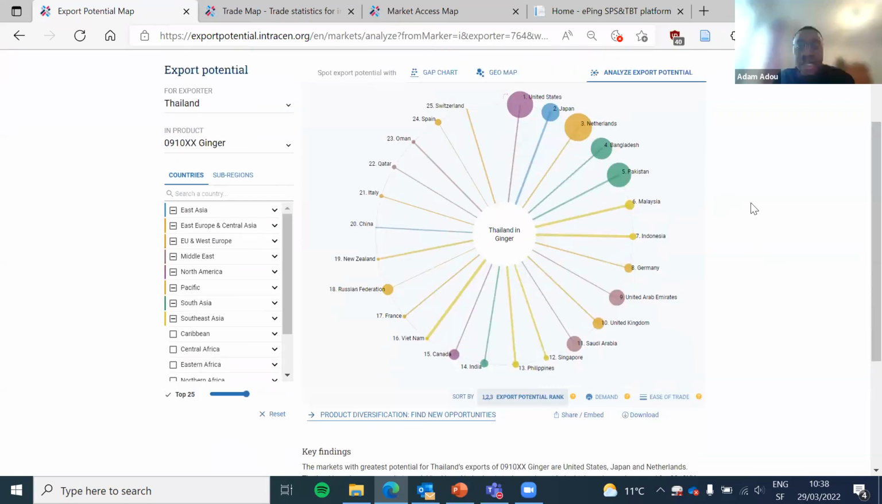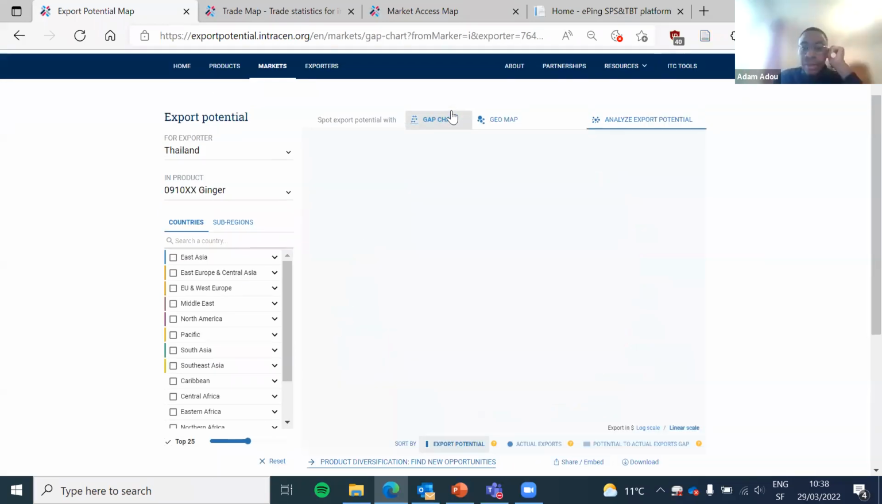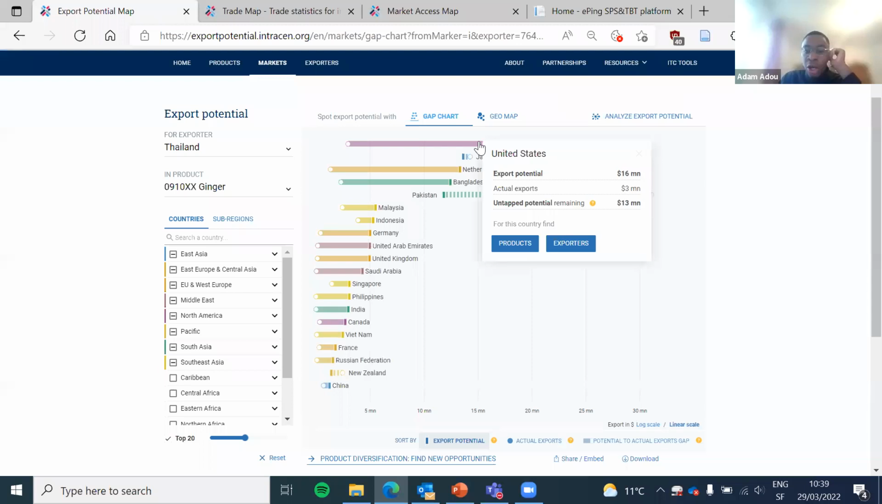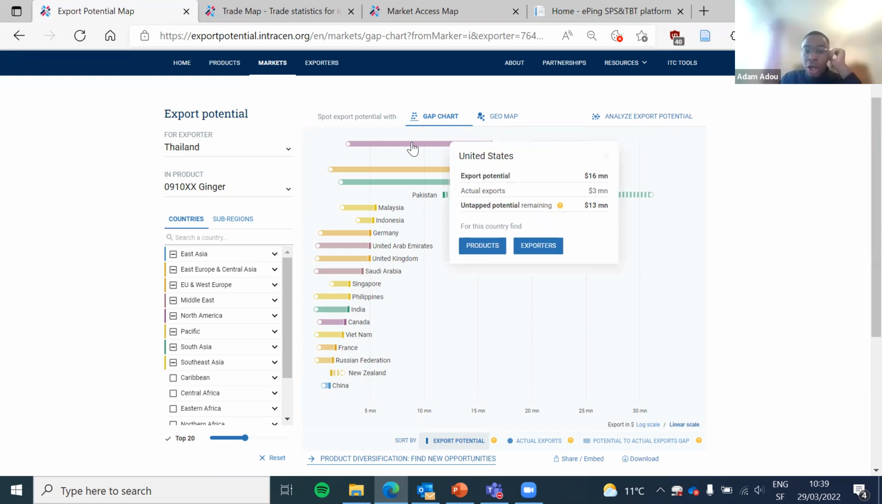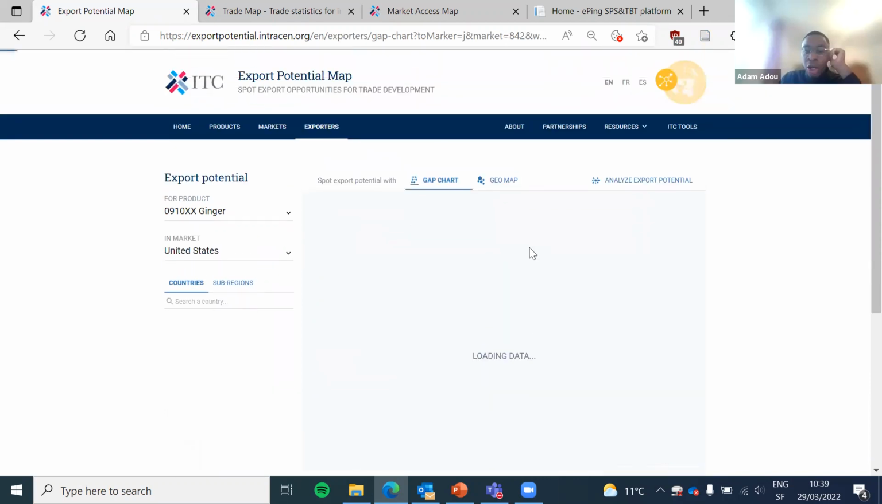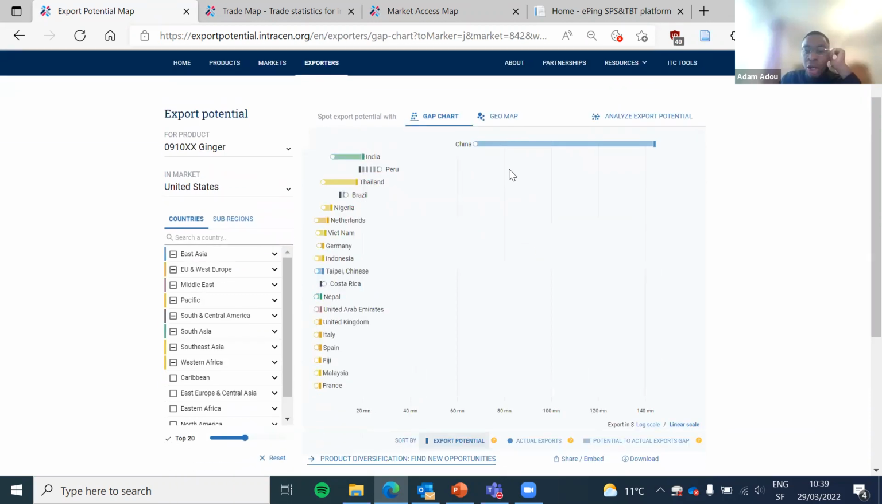On the screen here, and then coming back to my explanation before, you can also take a look at the different competitors you have for the specific product when exporting to one of those destination countries. For instance, the United States here. If you click on the stack bar and you go to exporter, you will see all your competitors on this market for the specific product. So here, when exporting ginger, you see that the main competitor of Thailand is China, which also has a huge export potential when exporting ginger to the United States. You have also India, Thailand, Brazil, Nigeria, etc.